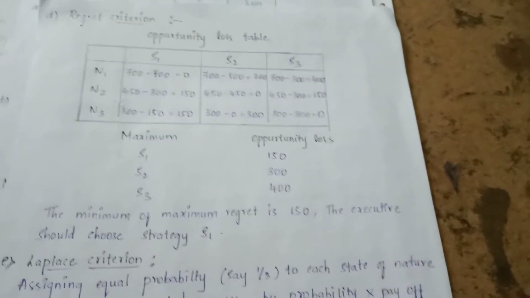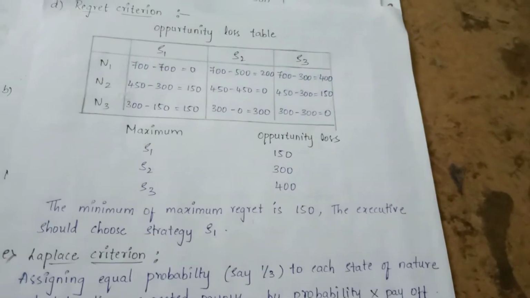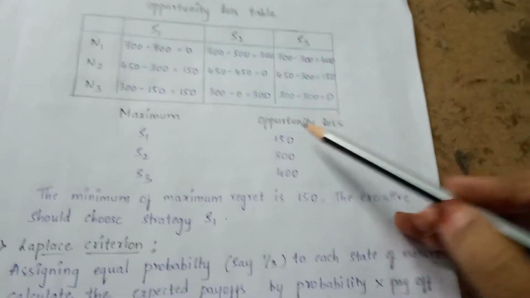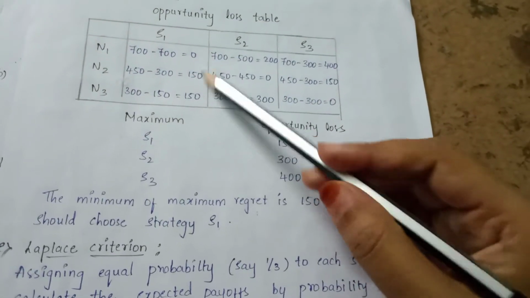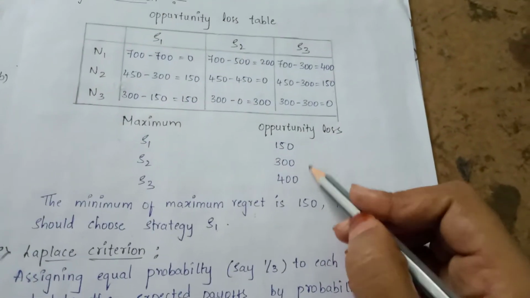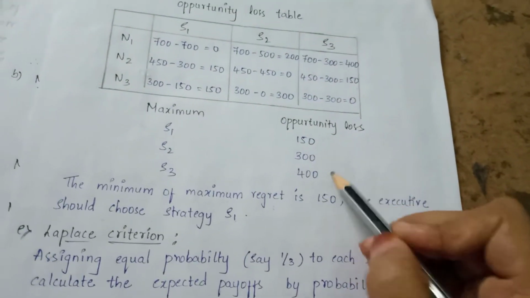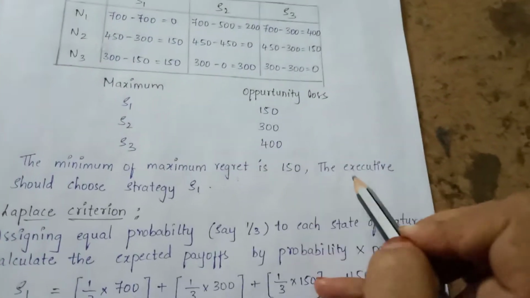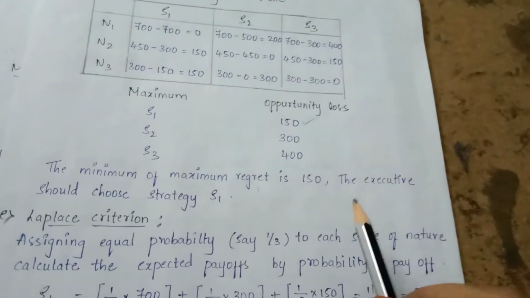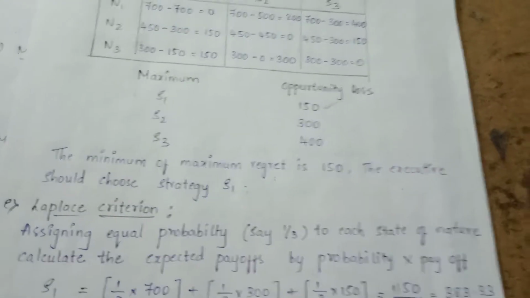Clear everyone, students? So this is the regret criterion. First we need to find the opportunity loss table, and after that we need to take the maximum regret value in those strategies, and from those maximum regret values we need to take the minimum value. Here the minimum value is 150, so the executive can choose the strategy S1.